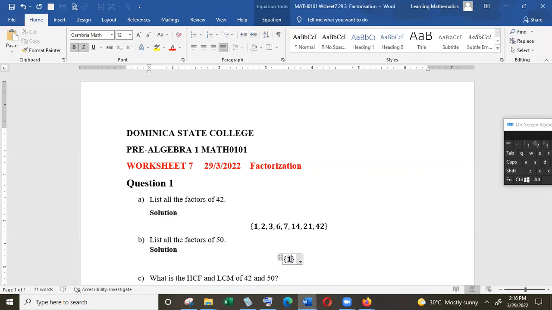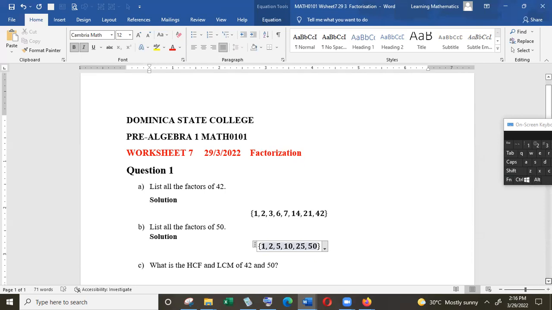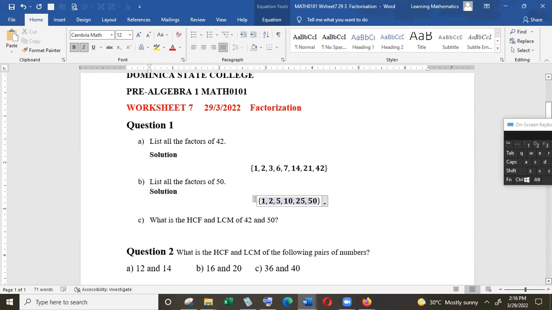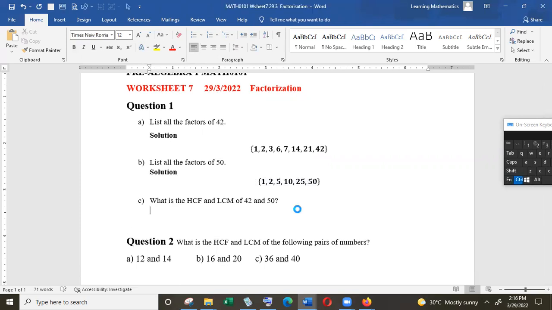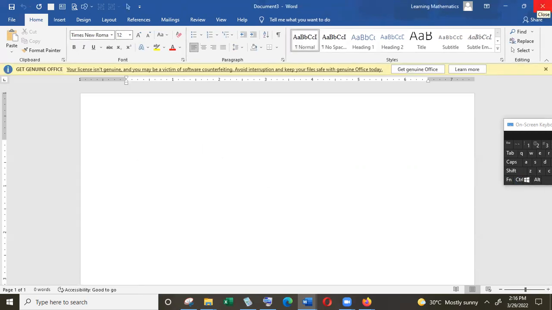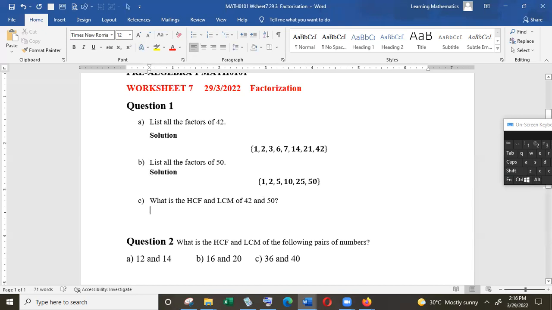Now the factors of 50. We have 1, we have 2, we have 3, no. 4, no. 5, yes. 6, no. 7, no. 8, no. 9, no. But 10, and we have 25, and we have 50. So these are the factors of 50. From these 2 lists, we should be able to identify the highest common factor, that is, the highest factor that is common.